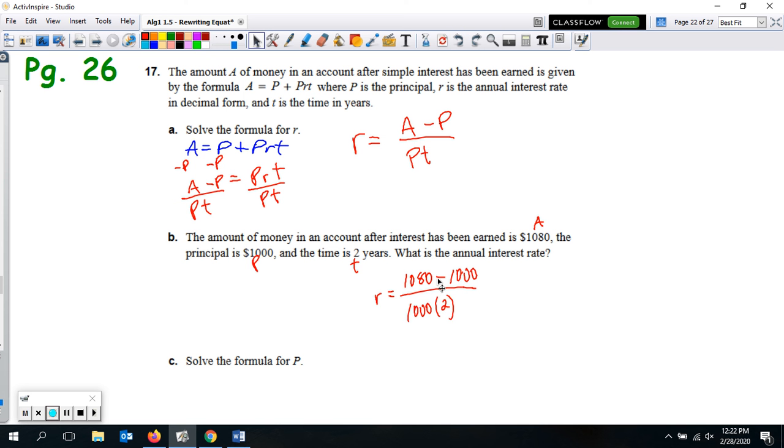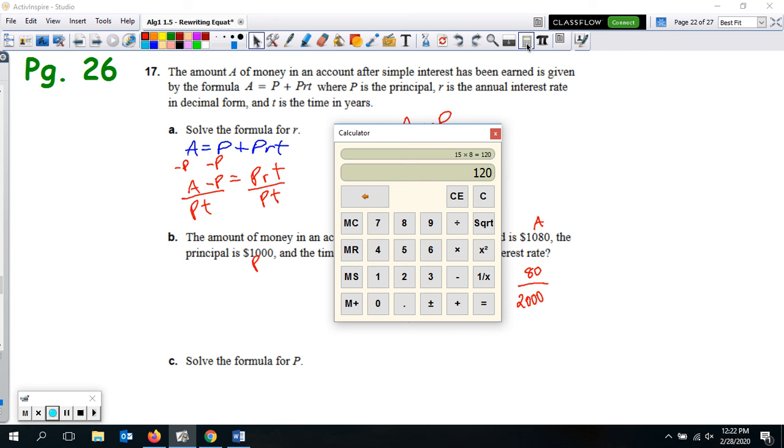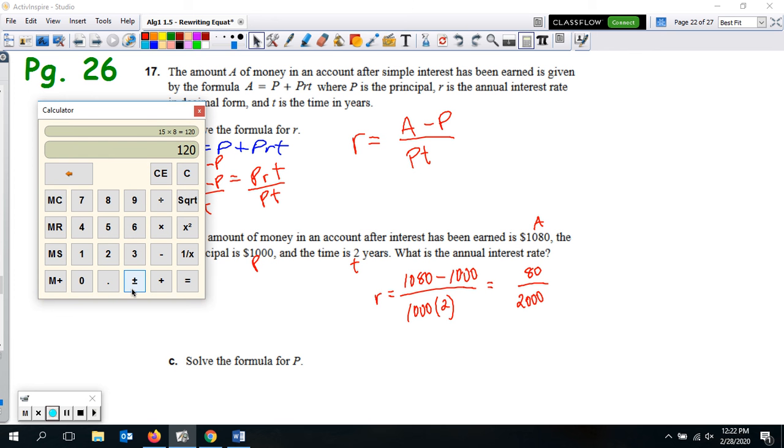So if I do 1080 minus 1,000, that's 80 on top, and this is going to be 2,000 on the bottom, so it's going to equal 80 over 2,000. And what we can do there is now use our calculator to divide and get a decimal. So we can say that we have 80 divided by 2,000, and that's going to equal 0.04. So my number there is 0.04.